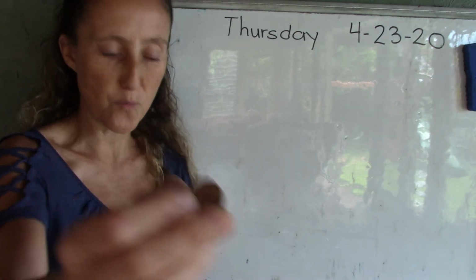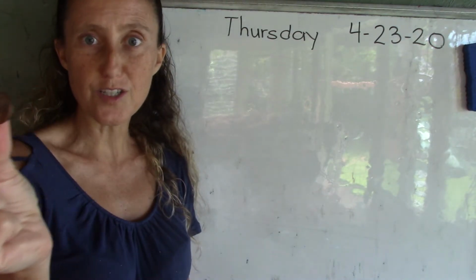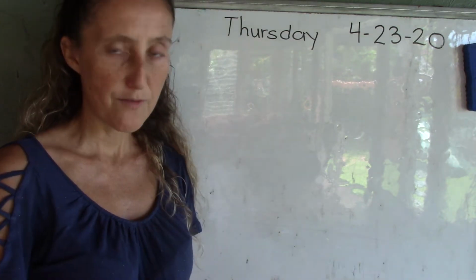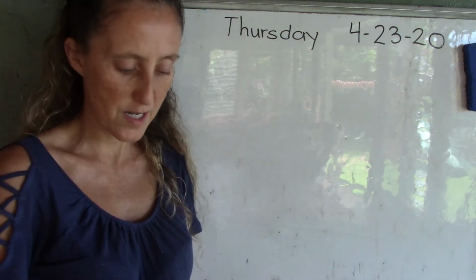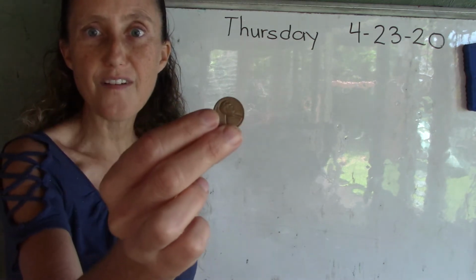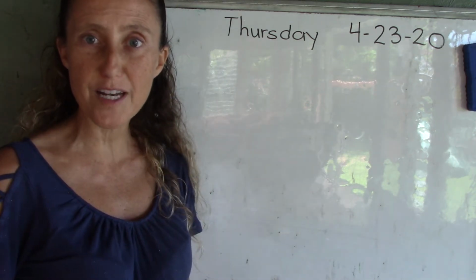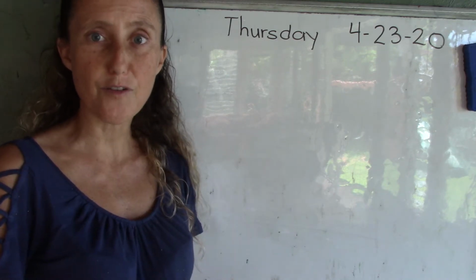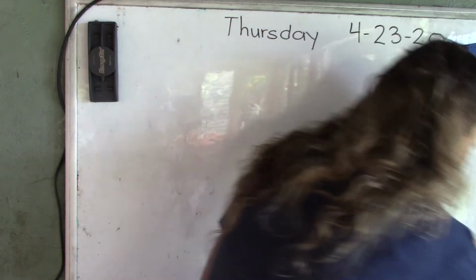40, 41, 42, 43, 44, 45. So I have 45 cents. I have 4 dimes and 5 pennies, which makes 45 cents.